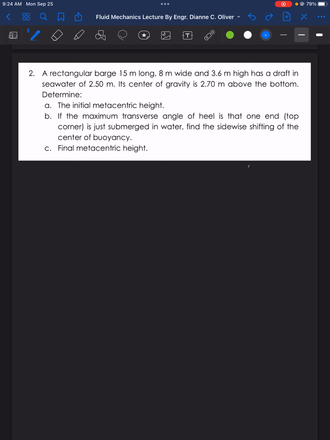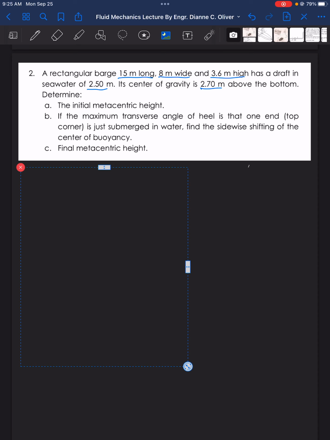Okay? And what's given here? The dimensions of the barge, 15 meters long, 8 meters wide, 3.6 meters high. We have a given draft in seawater, 2.50 meters. And the center of gravity is 2.7 meters above the bottom. Again, there is no given figure, so we need to visualize it.